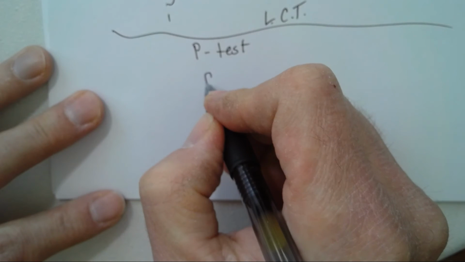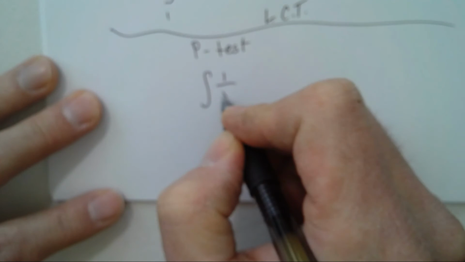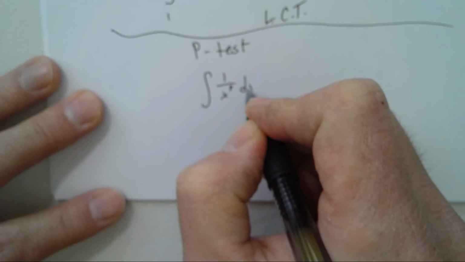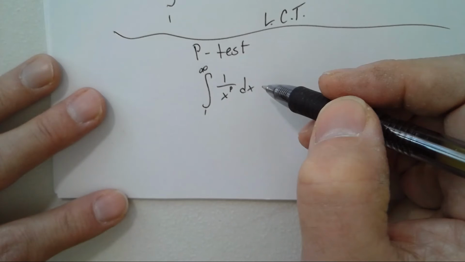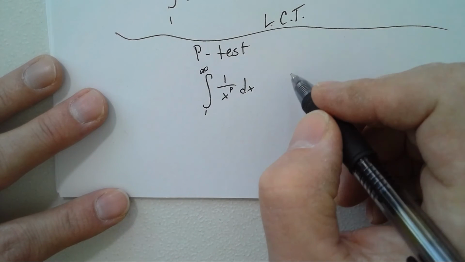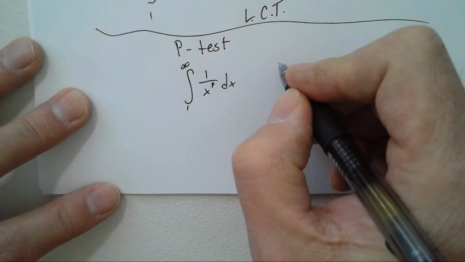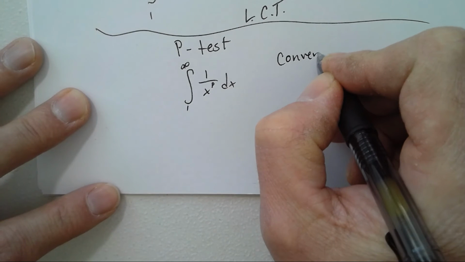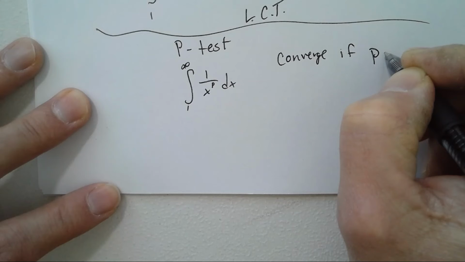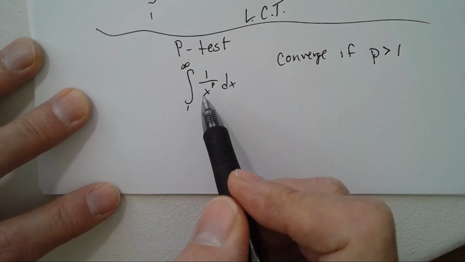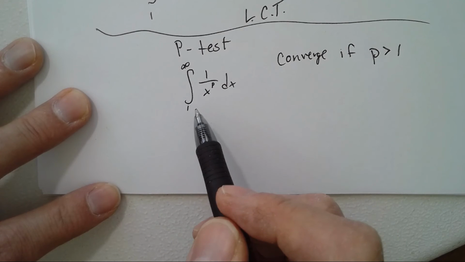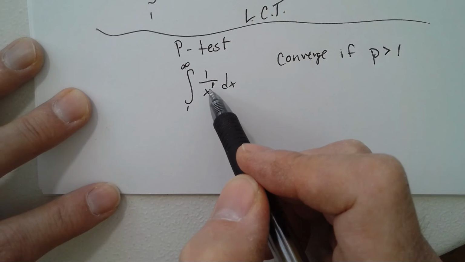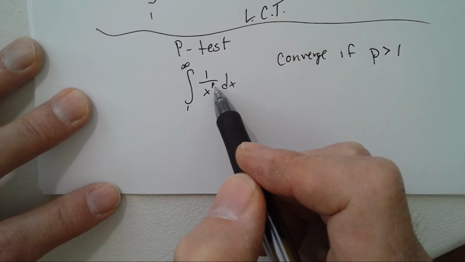But p-test, if we integrate 1 over x to the p dx from 1 to infinity, or 2 to infinity, or just a constant to infinity, this right here will converge if p is greater than 1. So if I have 1 over x squared, or 1 over x cubed, or 1 over x to the 3/2, as long as that p is greater than 1, it's going to converge.